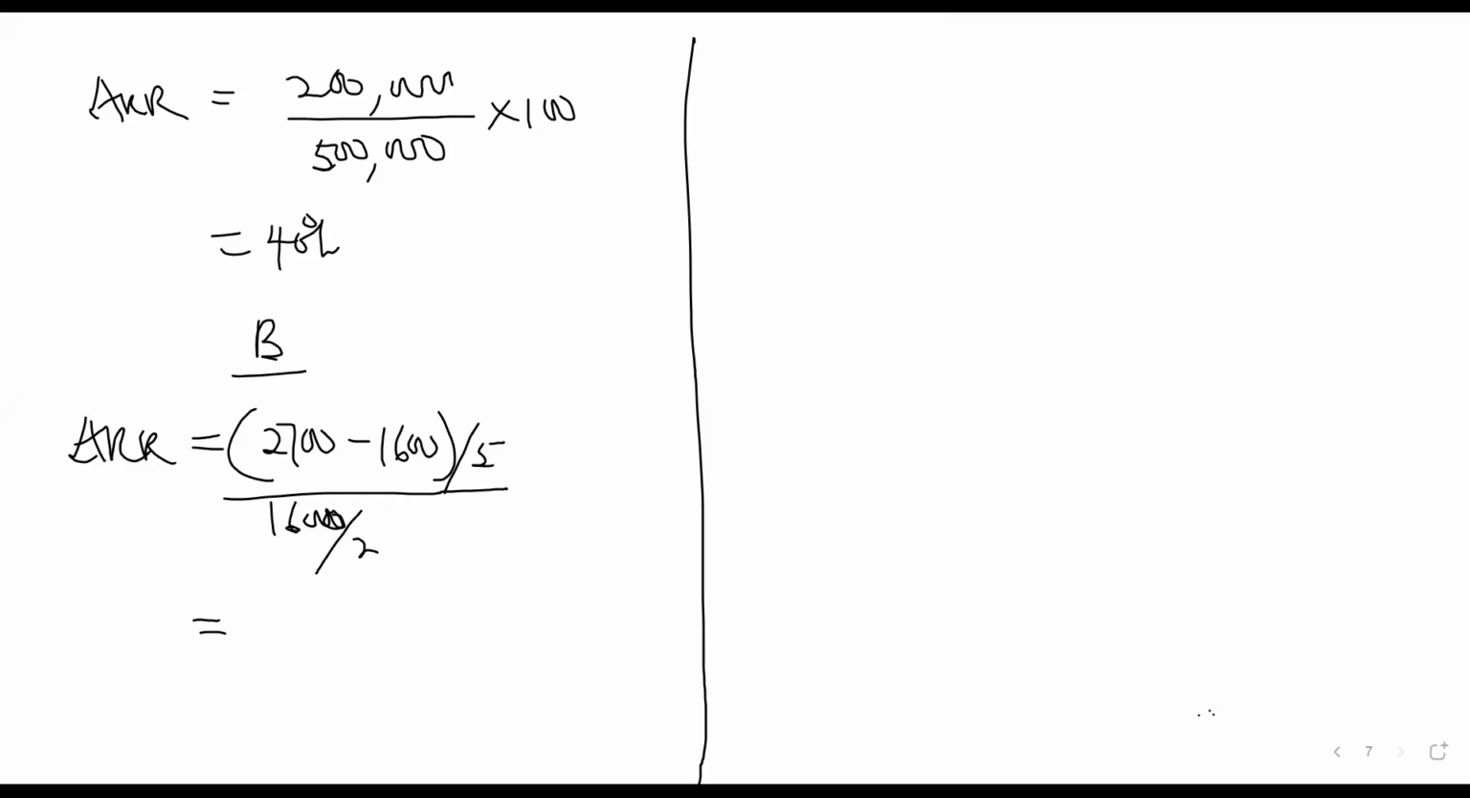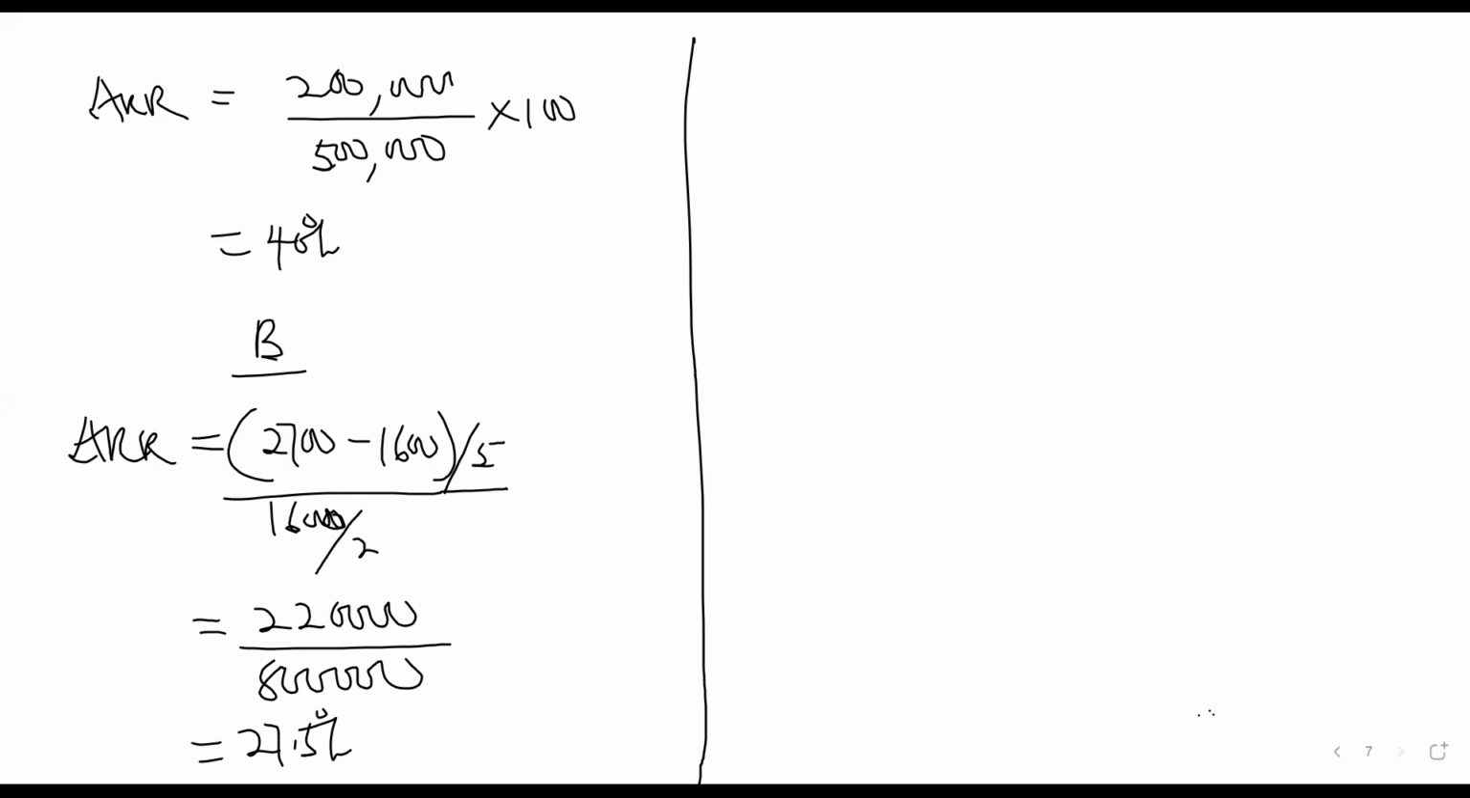You don't have to go and show any working, because this is mathematics, divided by 5. I'm getting 220,000 divided by 1,600 divided by 2. That will give us 800,000. So I'm having 220 divided by 800 times 100. I'm getting 27.5%.